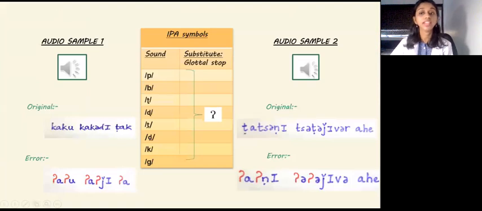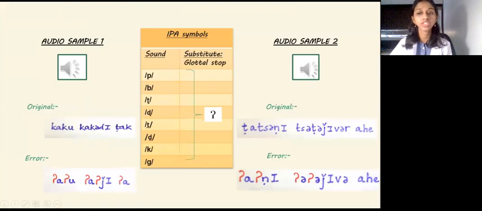Typical sounds that are substituted include p, b, t, d, ʈ, ɖ, k, and g. The IPA symbol for the glottal stop, as you can see, is similar in looks to that of a question mark. Let's listen to these samples on this slide that represent the error.